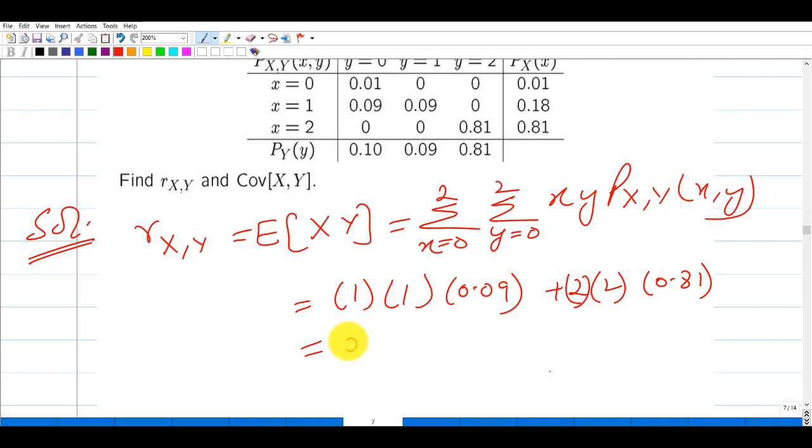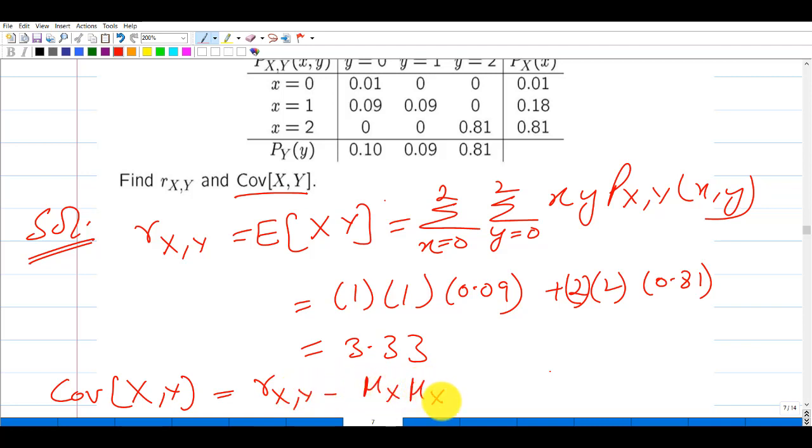So this will be 0.09, or it will sum up to a total of 3.33. Now we have to calculate the covariance of XY. To find the covariance of XY, we can use the last theorem 5.16, the first part, which says that the covariance of XY is equal to the correlation minus the product of their expected values.